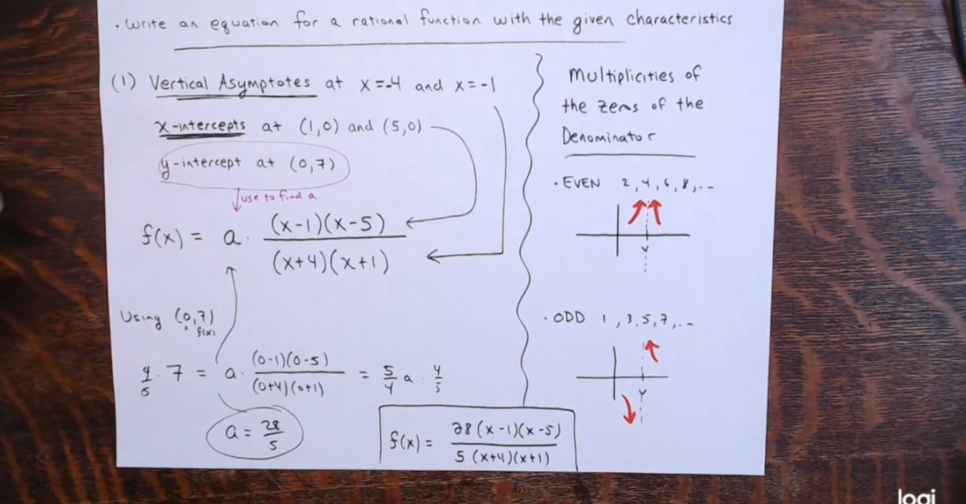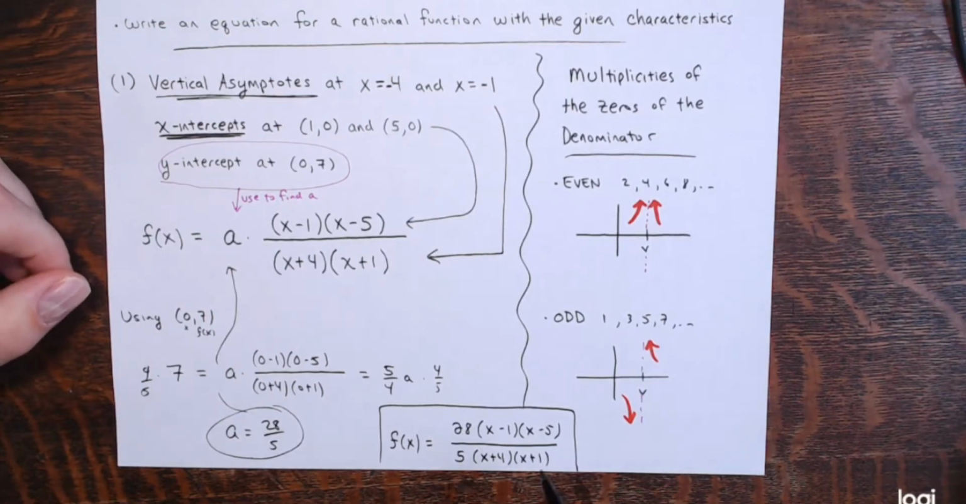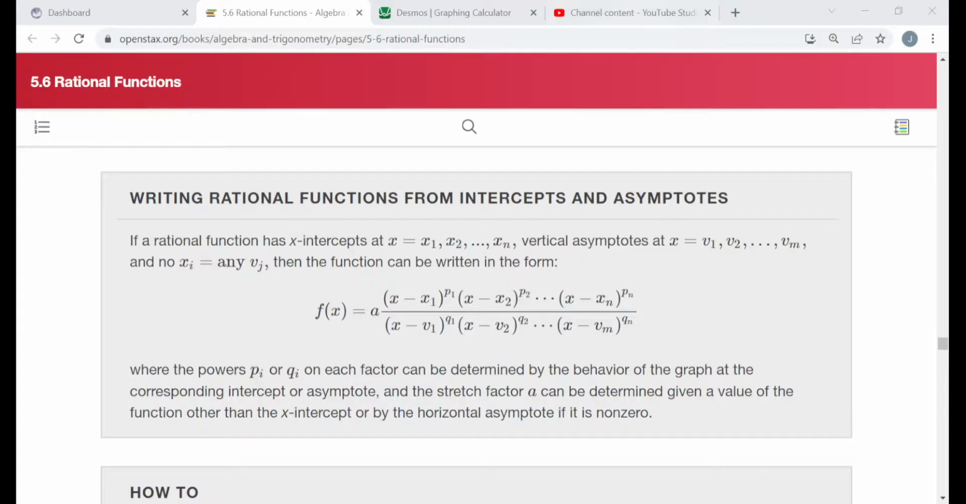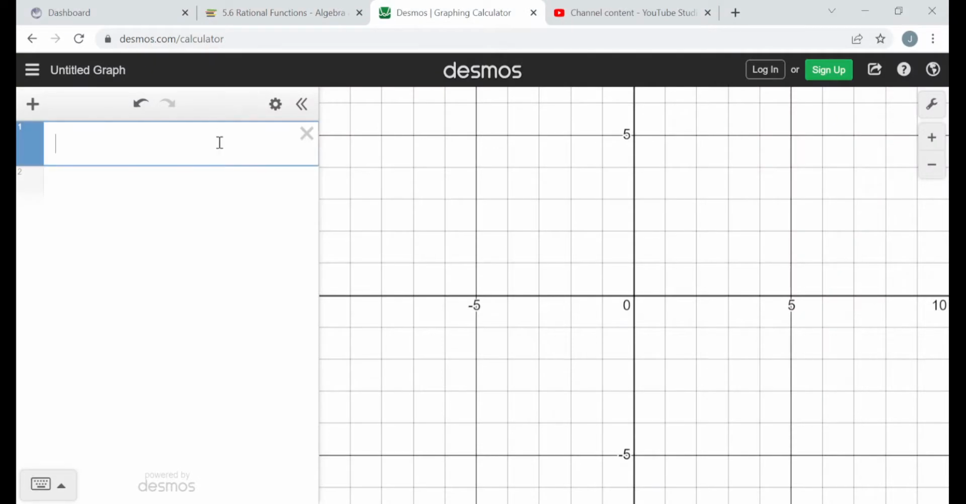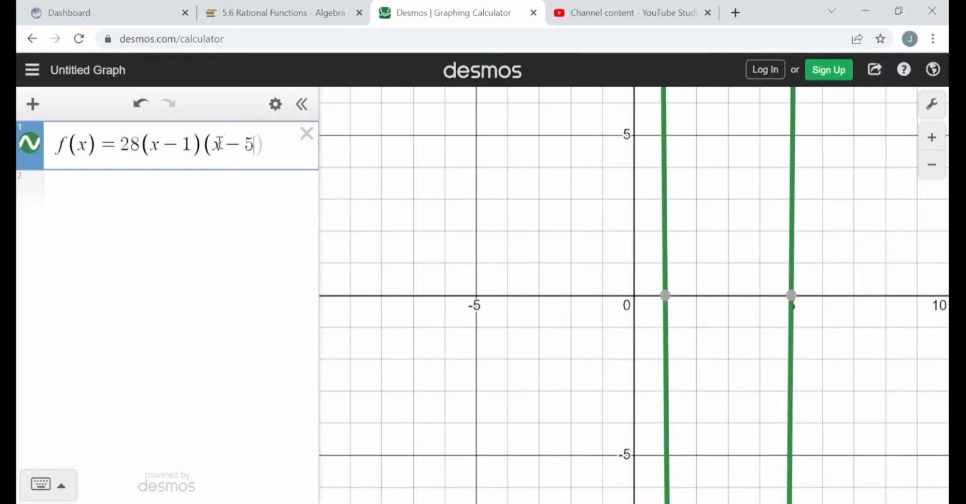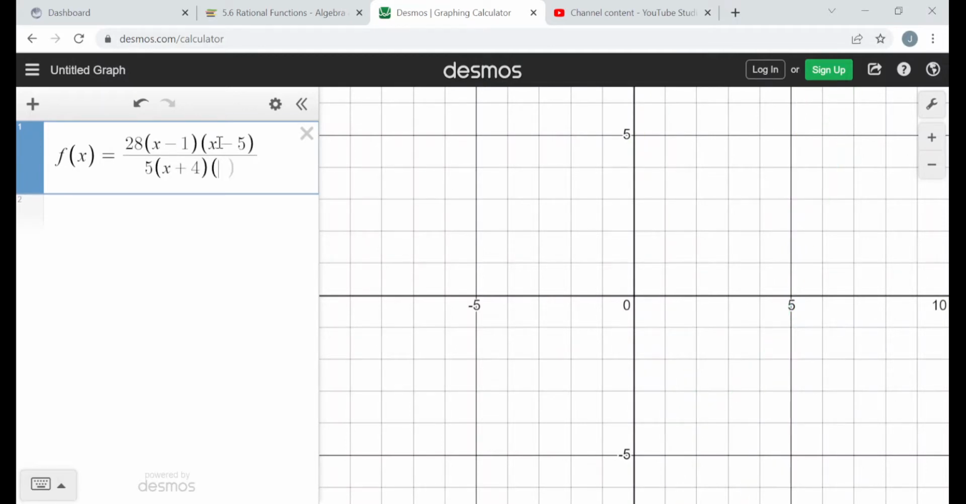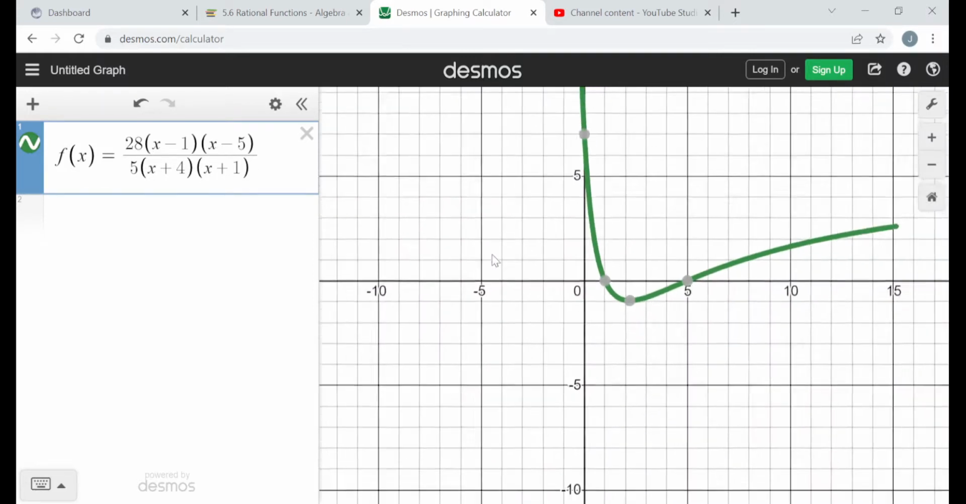Now, you want to verify this. Let me go to the Desmos website, that free online graphing calculator site, desmos.com, and punch this function in and see if all this information they told us is happening. I'll punch in the function I ended up writing, y equals 28 times x minus 1 times x minus 5 in the numerator, and then 5 times x plus 4 times x plus 1. And if you want to multiply those out in the denominator, you can.